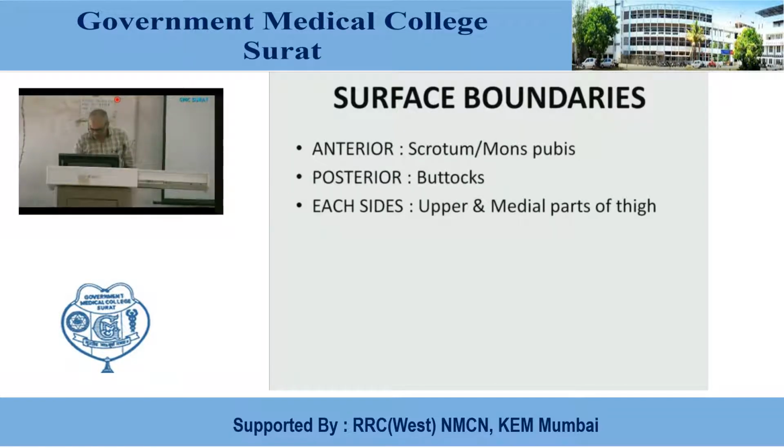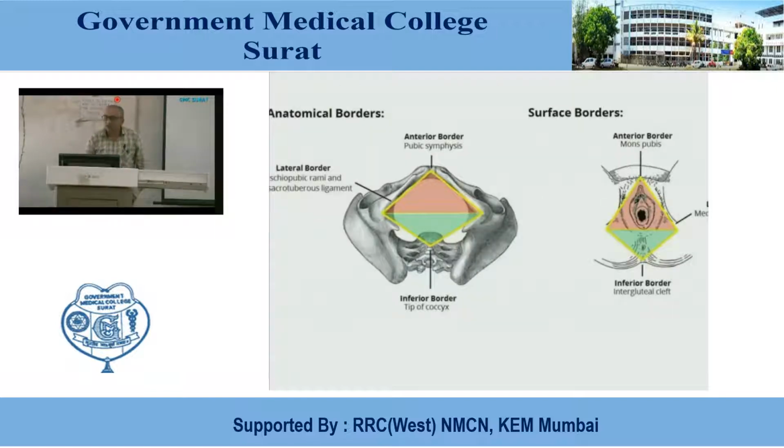Now let's have an image of that. Here, this is the female perineum. One can see the mons pubis. In the male, it is the scrotum. Posteriorly, it is the two buttocks. And on each side, these are the uppermost parts of the medial aspect of the thigh. So this is the surface boundary of the perineum.